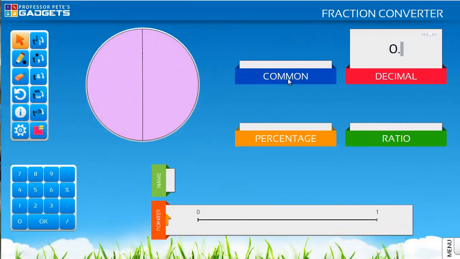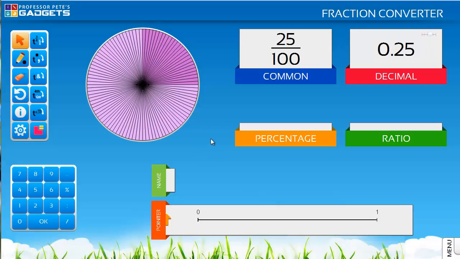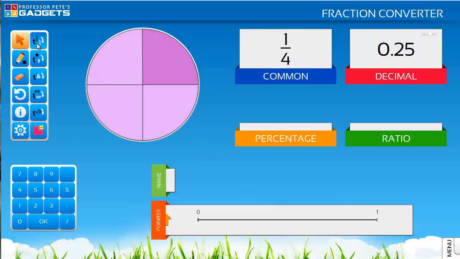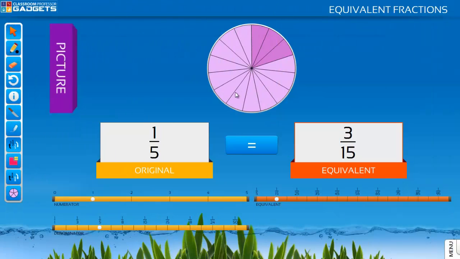For middle years, to change a decimal to a common fraction, close the common fraction box and enter the decimal. Then reveal the common fraction. It will show as 25 hundredths. Click the Simplify button to show that 25 hundredths is 1/4. Toggle between the 2 different equivalent fractions. For more in-depth understanding of equivalent fractions, use the Equivalent Fractions gadget.